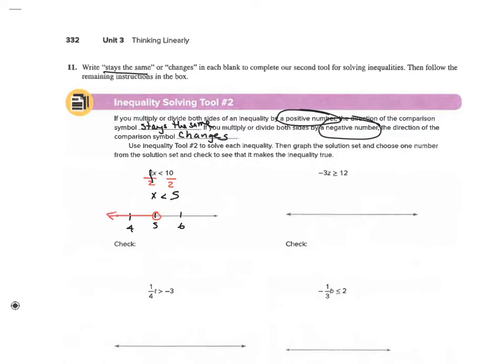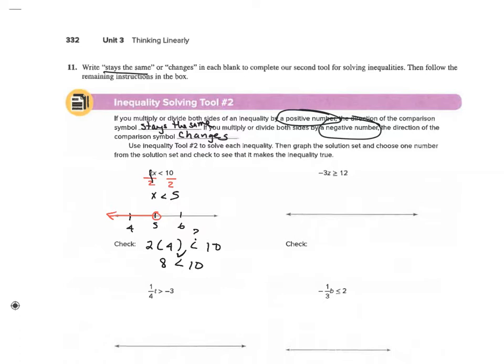To check, I need a number that's less than 5. I could use 4. Well, I'll go ahead and do that. So 2 times 4, is that less than 10? 8 is less than 10. Yes, so that checks out. All right, let's look at this next one.